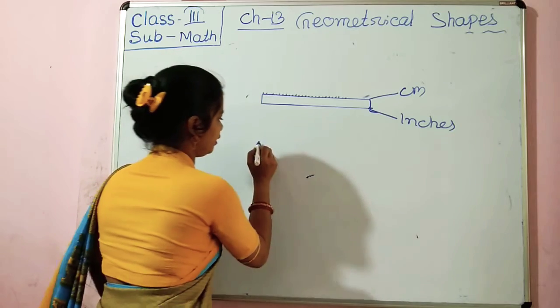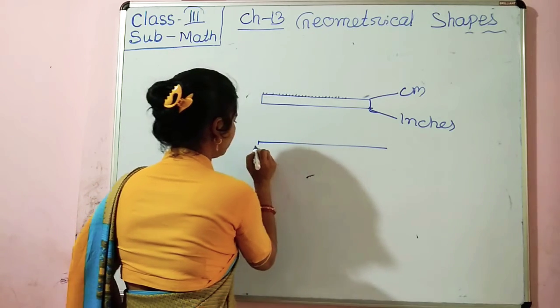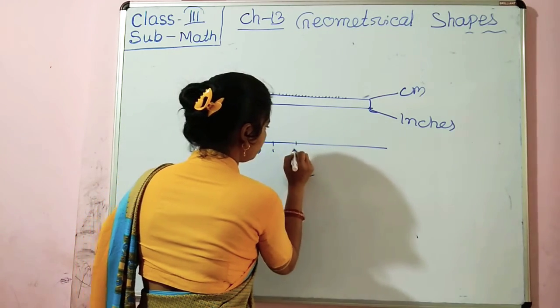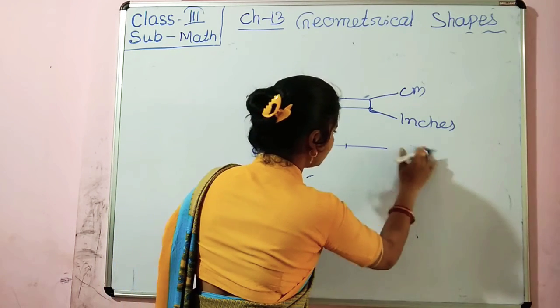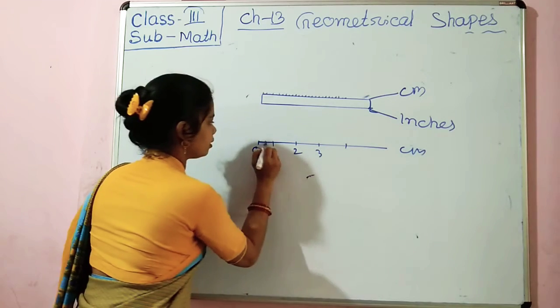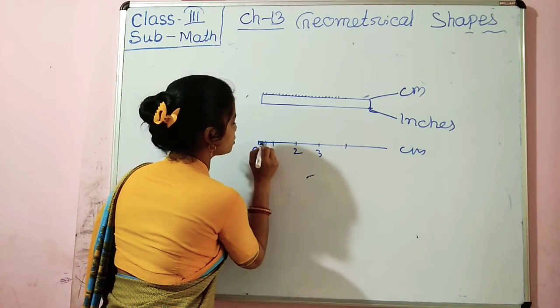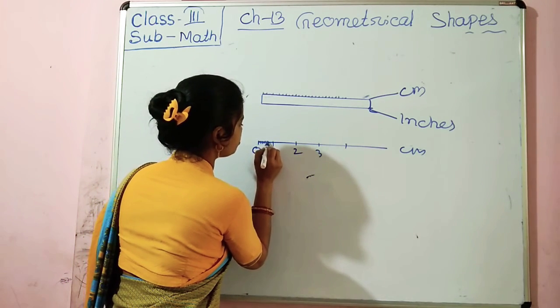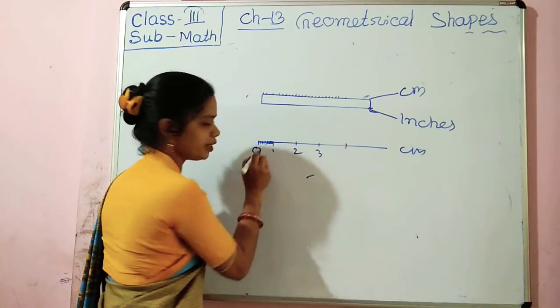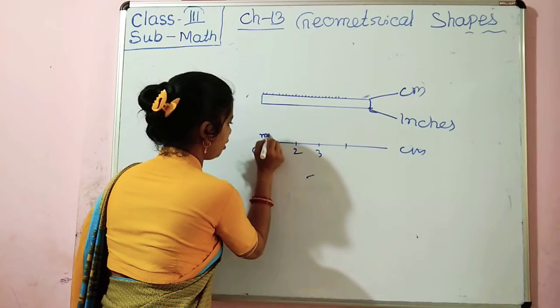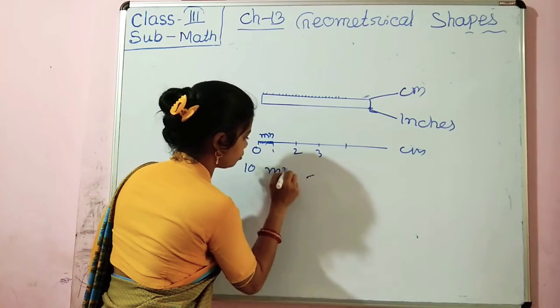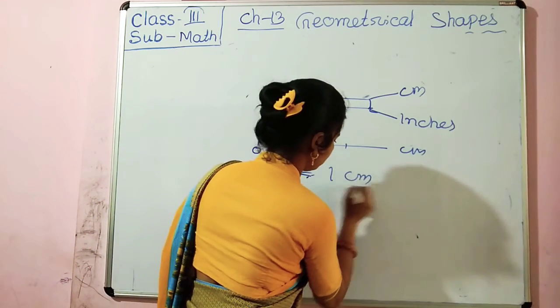Look, the scale has here 0, 1, 2, 3, 4. Sorry, these are the cm. There are 10 small lines: 1, 2, 3, 4, 5, 6, 7, 8, 9, 10. There are 10 small lines which are called mm. 10 mm is equal to 1 cm.